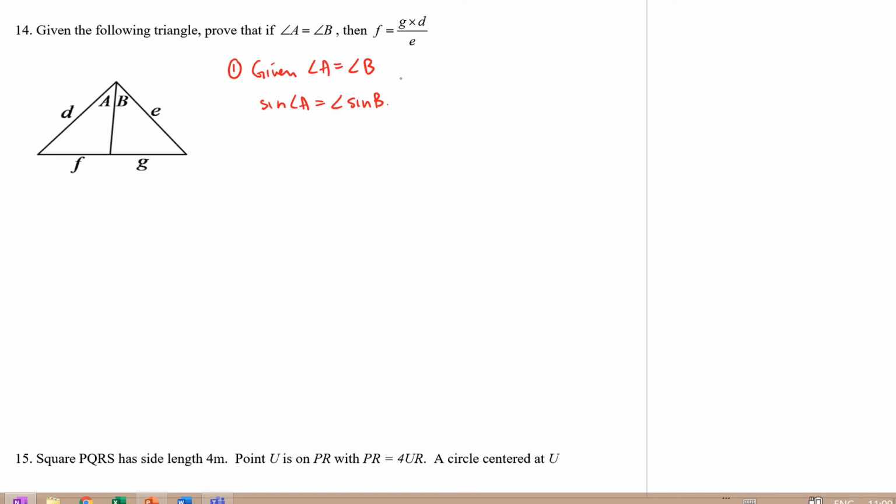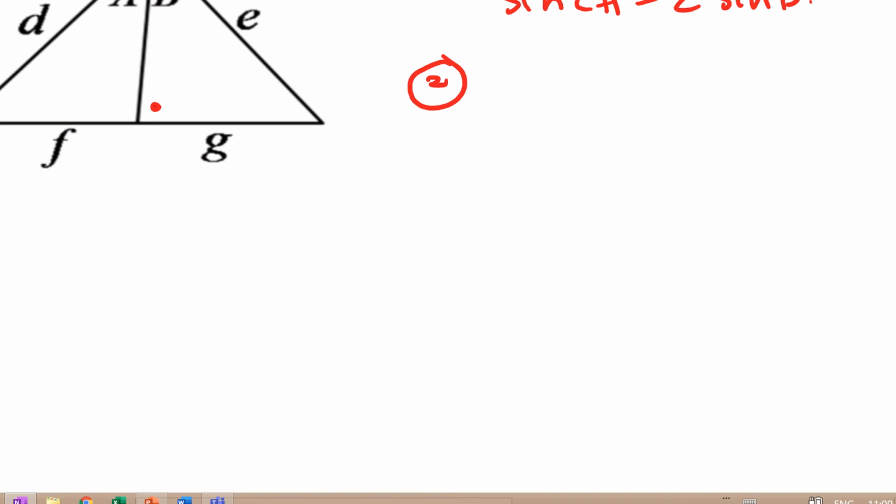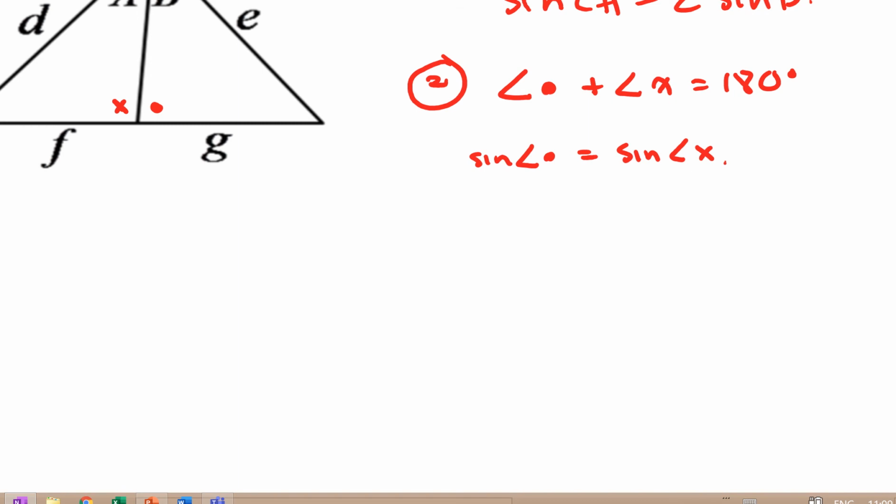Number two, when you look at the diagram here, can you see how this is angle dot and this is angle X? So you know that angle dot plus angle X is equal to 180 degrees. And because they add to 180, then sine of angle dot will be equal to sine of angle X. They will have to be the same.